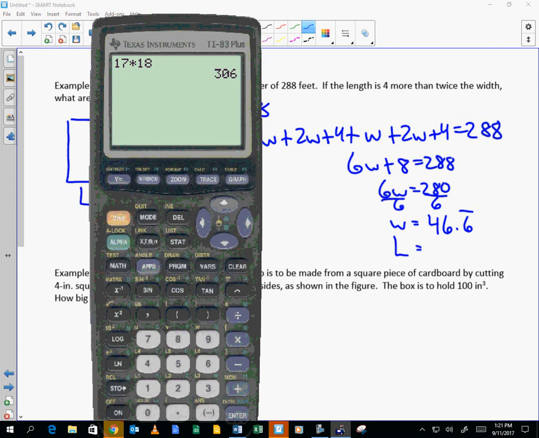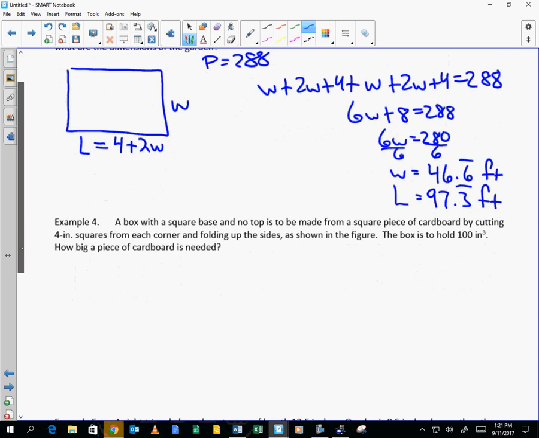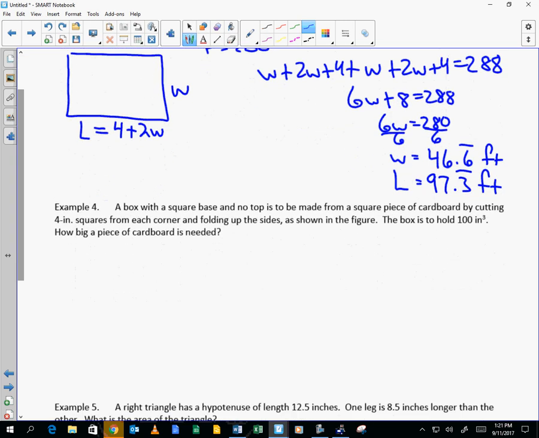Very good. It says the dimension, so let us find the length as well. 2 times 46.6 repeating plus 4, 97 1/3. And we should put a label there. That's a big old garden. We all good?